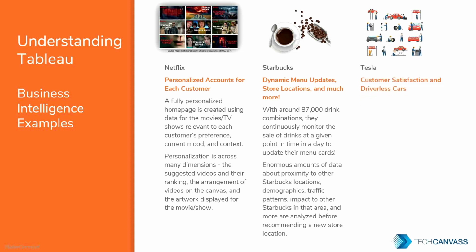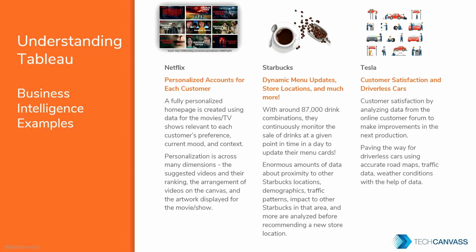And Tesla. It is using data for customer satisfaction and driverless cars. So customer satisfaction by using the online customer forum to make improvements in their next production. They are paving the way for driverless cars using accurate road maps, traffic data, weather conditions with the help of data. And finding root cause of issues that are hampering production using data. So these are some of the powerful examples of using data and business intelligence to improve their business and to bring about more customer satisfaction.